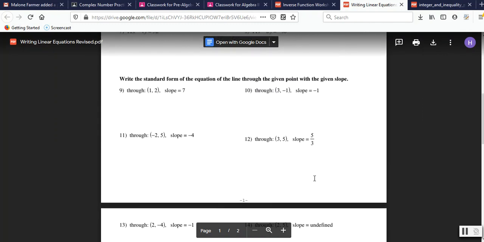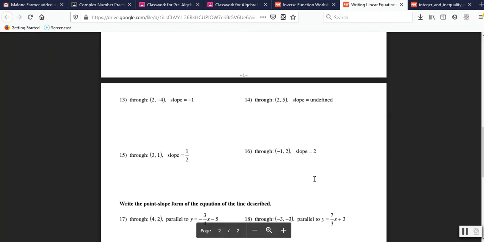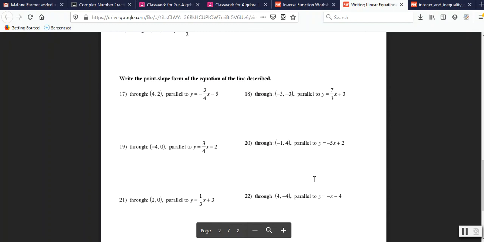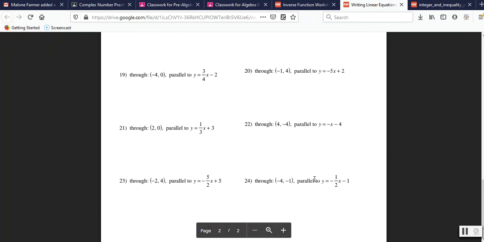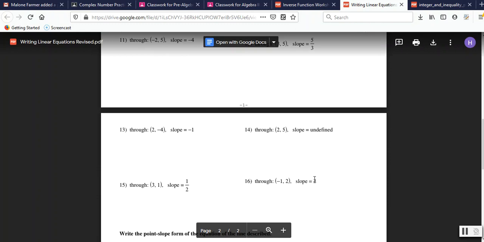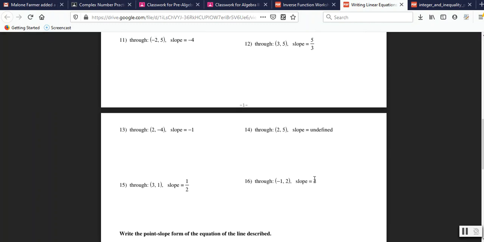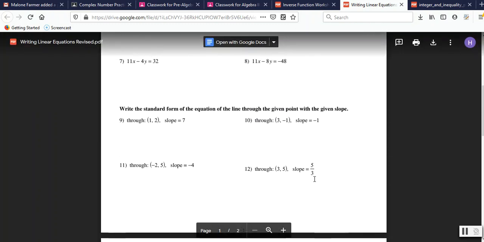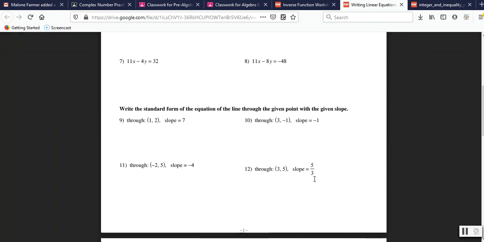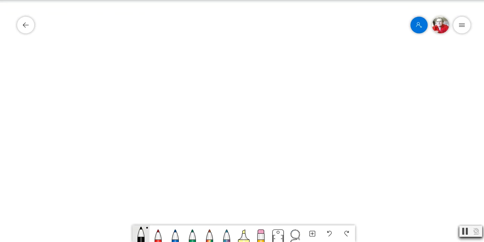Then it says standard form of the equation through the given point with the given slope, and the point slope form of the equation being described. Okay, so let me write one example. Let me see number 9. Number 9 is 1, 2, slope equals 7.